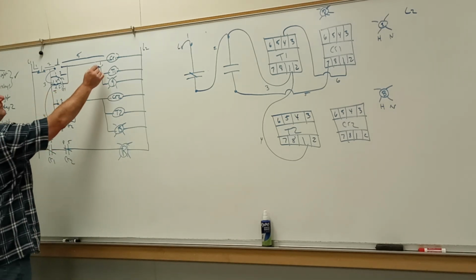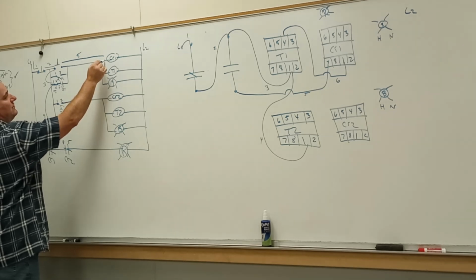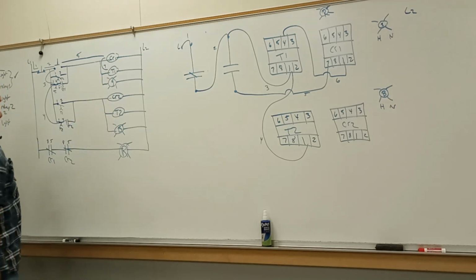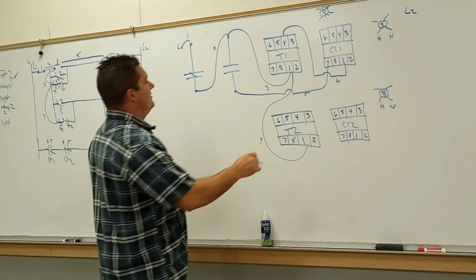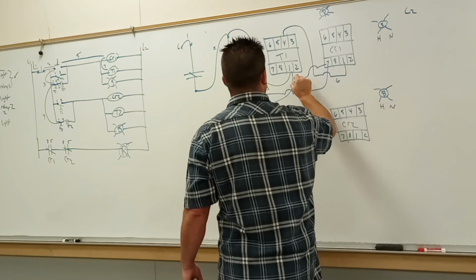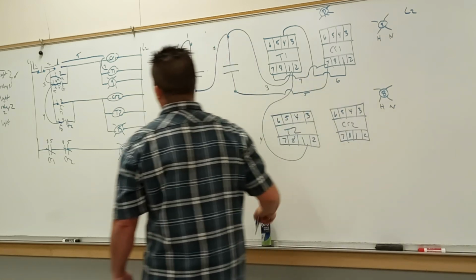Now I'm going to take coil from the control relay to coil for my timer. Number 7. Coil from my control relay to coil from my timer. Number 7.